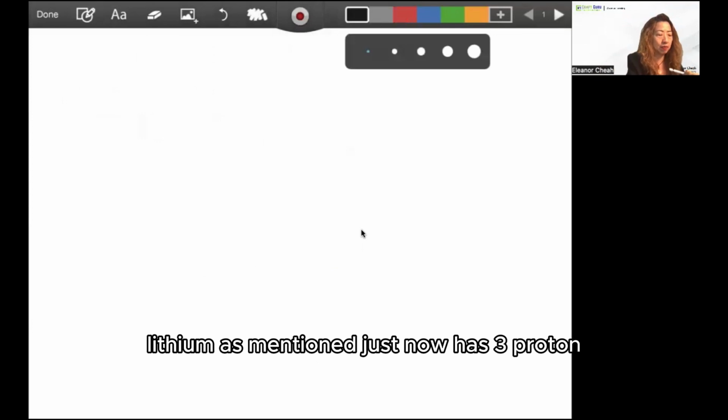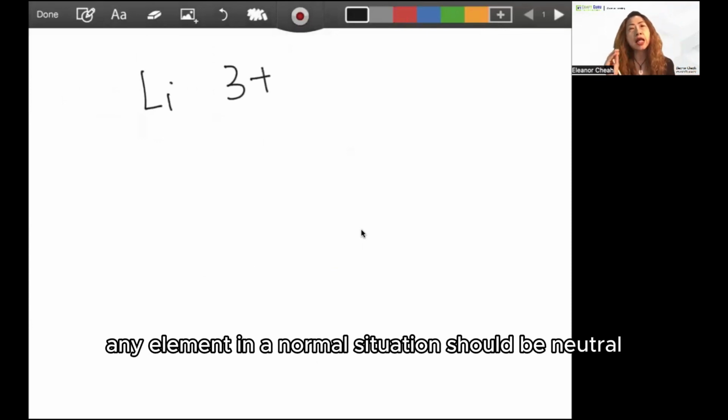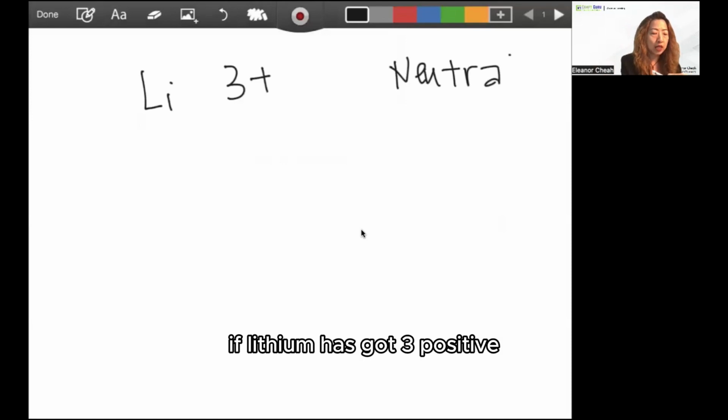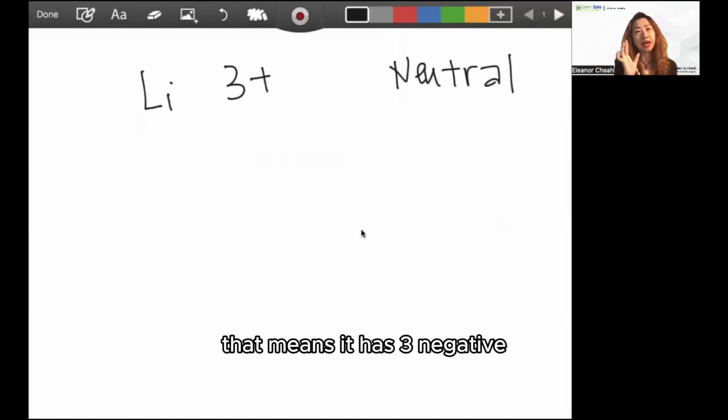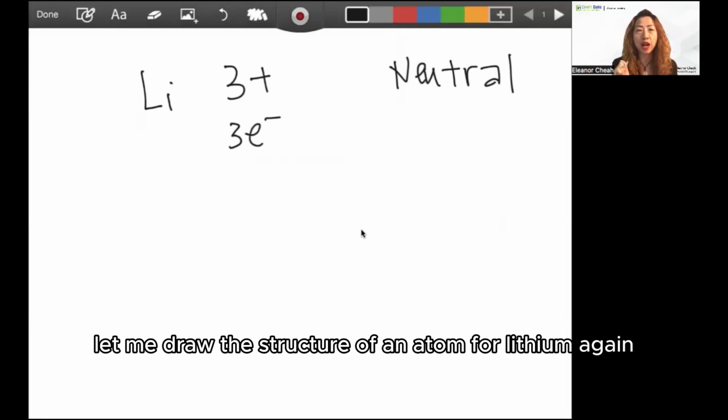Lithium, as mentioned just now, has 3 protons. That means it has 3 positive. Now, any element in a normal situation should be neutral in terms of charge. So if lithium has got 3 positive, that means it has 3 negative. It has 3 electrons. So let me draw the structure of an atom for lithium again.